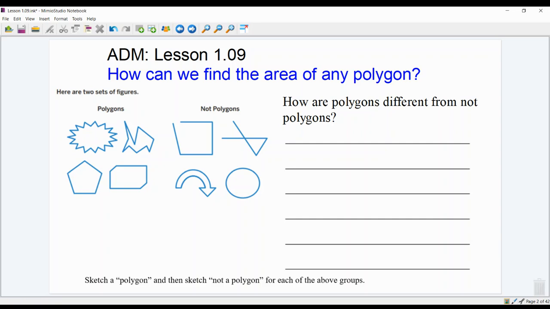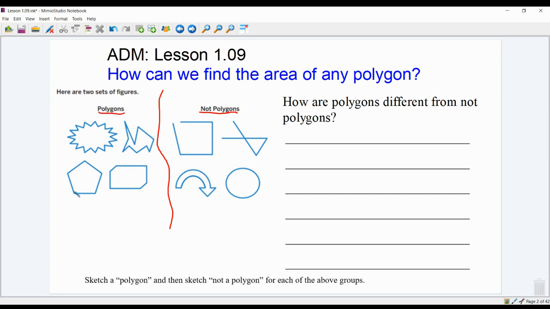It's lesson 1.09. And basically, we're looking at finding areas of a polygon. So sometimes the warm-up changes, but today there's a warm-up about two groups of figures. These on the left are polygons. These are not polygons, right? So what's the difference between polygons and not polygons?